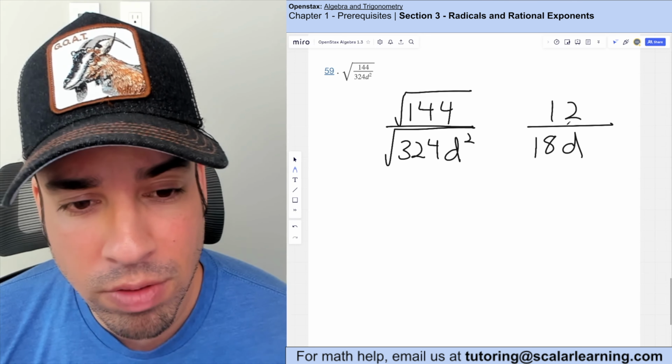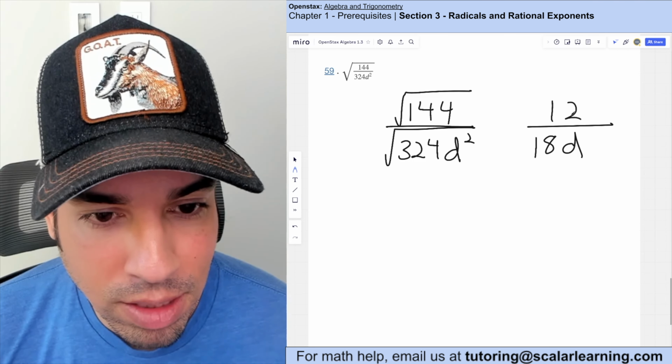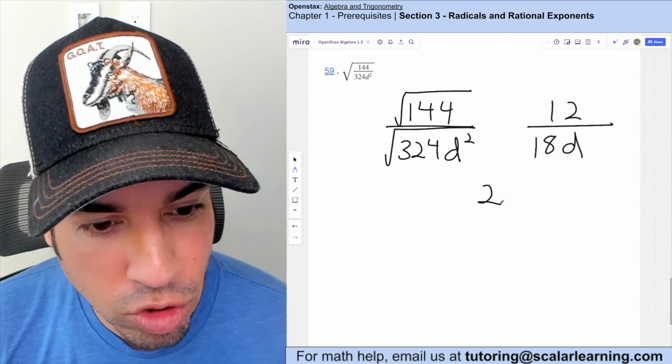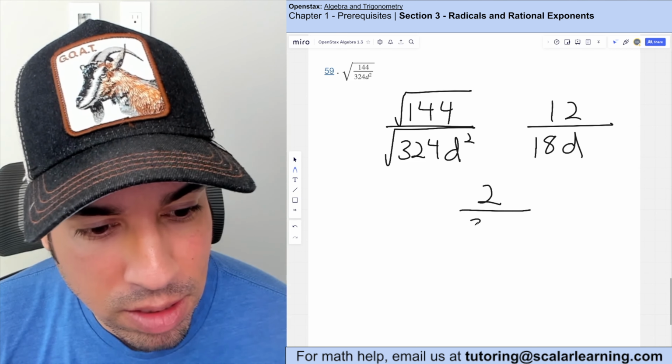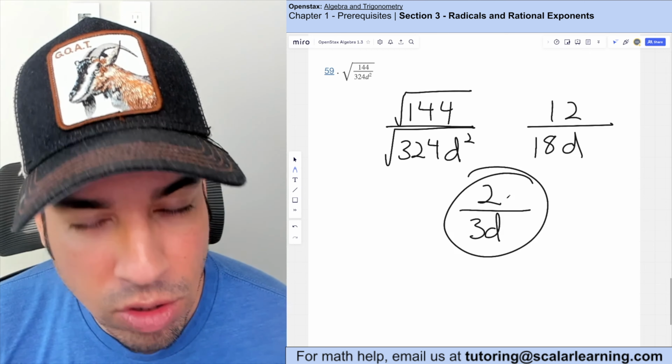12 and 18 are both divisible by 6, so I'm going to divide them both by 6. 12 divided by 6 is 2, and 18 divided by 6 is 3. There's our final answer. Done.